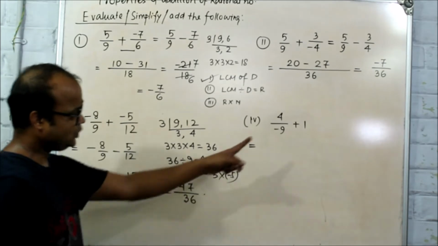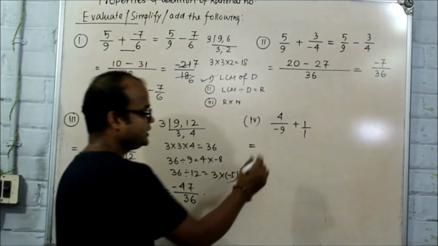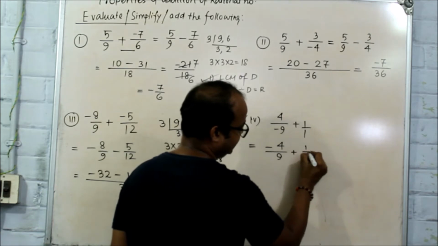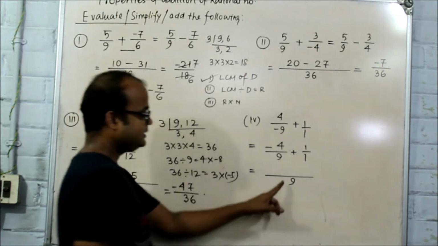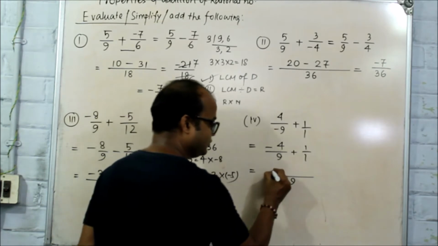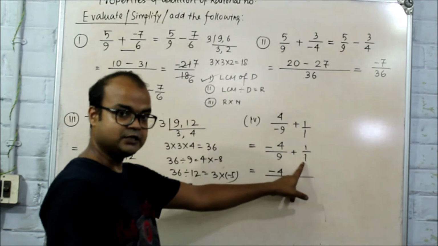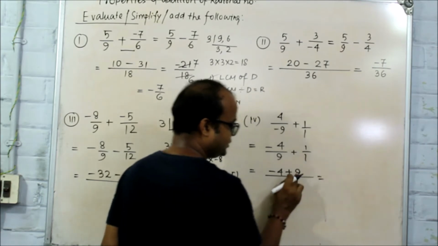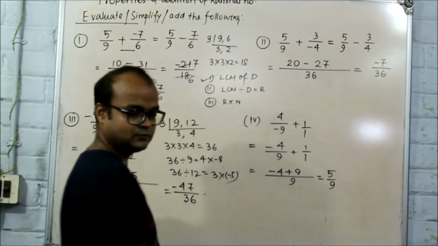Same, this 1 can be written as 1 by 1. So this can be written as minus 4 by 9 plus 1 by 1. So LCM of 9 and 1 is 9. 9 divided by 9, it is equal to 1 multiplied by minus 4. So this is equal to minus 4. 9 divided by 1, it is equal to 9 multiplied by 1. So it is plus 9. So 9 minus 4 is equal to 5 by 9. Clear?